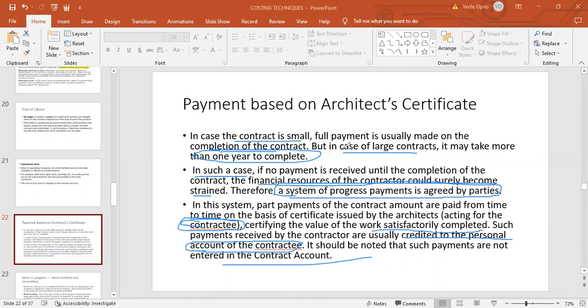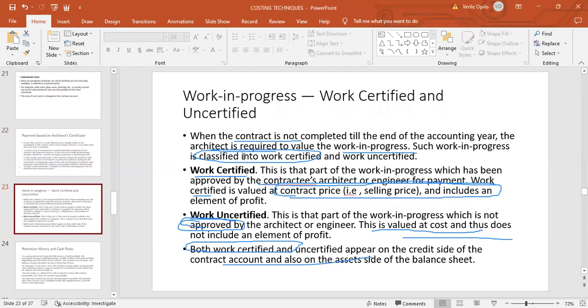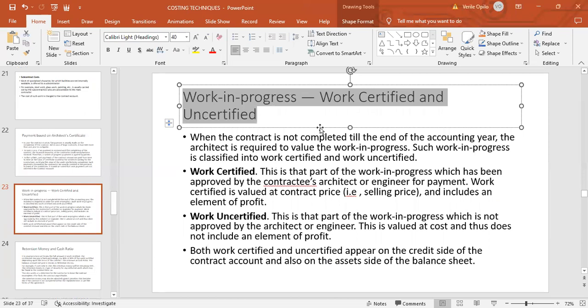We're going to show only the amount of work satisfied, or what we call work certified. Then also in the contractee's account, we're going to show that this is the amount that has been paid, or that this is the amount of work that has been certified with regard to the assessment of the architect. So now that brings us to work in progress, based on what is work certified and what is work uncertified.